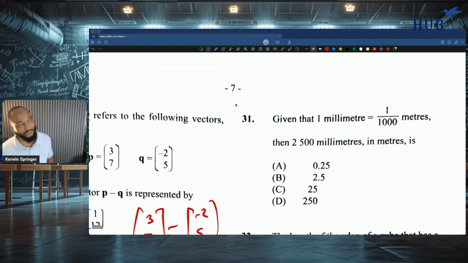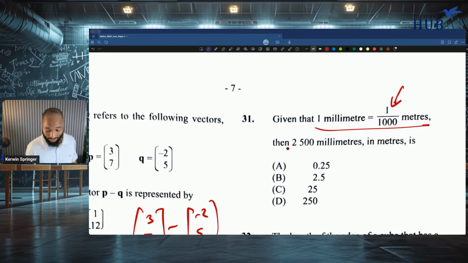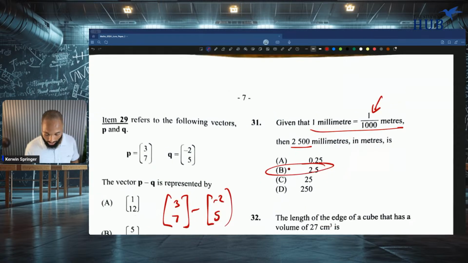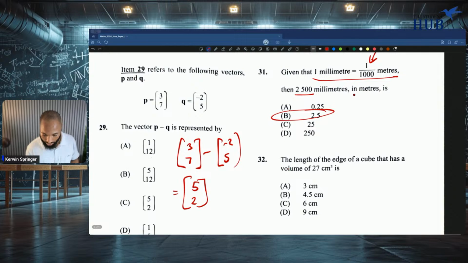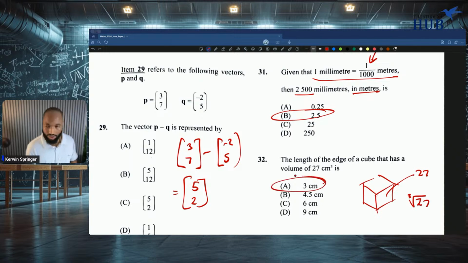Given that 1 milliliter is this, I can't believe they give you the conversion. Anyhow, 25,000 milliliters is 2.5, that's easy, given without explanation. The length, in meters, of the edge of a cube that has a volume of 27. So if you have a volume of 27, you have to get the cube root of 27, which is none other than 3.